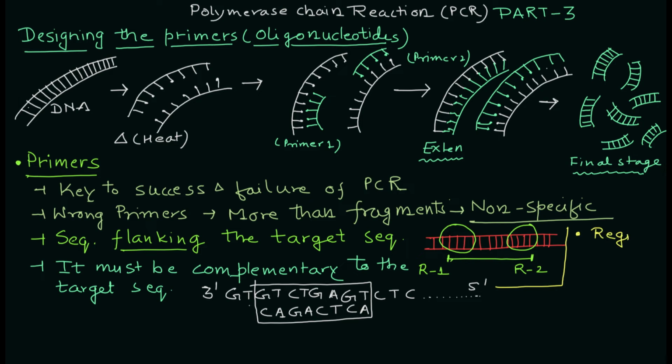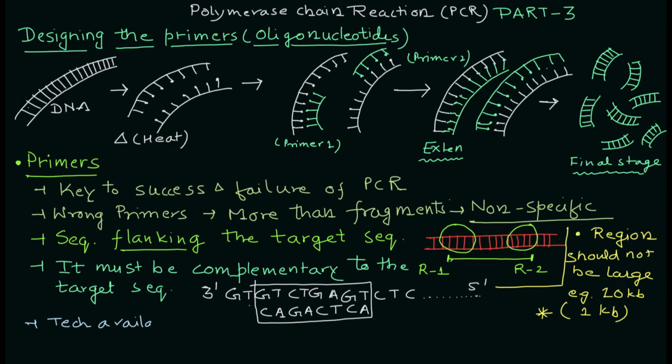Another important point is the region that you are interested in should not be too big. It should be around 1 kilobase pair. If you want to amplify larger than that, strategies and techniques are available. You can even amplify up to 10 kilobase pair, but the recommendation for a general PCR reaction is less than 1 kilobase pair. But there are tools available that you can use to amplify larger sequences.